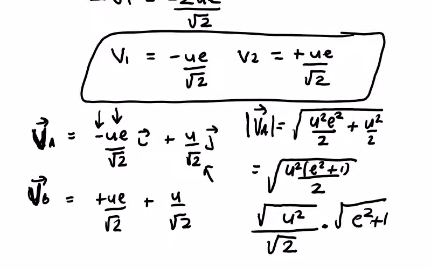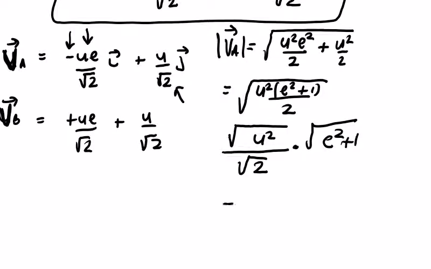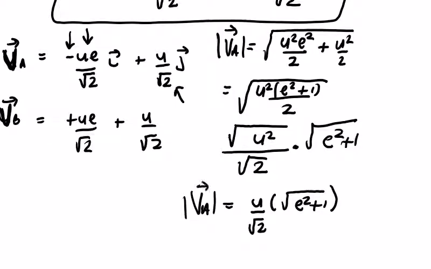I know you can do this in a quicker step. So that's why it's going to be equal to u over root 2 by the square root of e squared plus 1. I don't think this tidies up any better, so this is the magnitude of the velocity of A, and that's the same as the magnitude of the velocity of B.